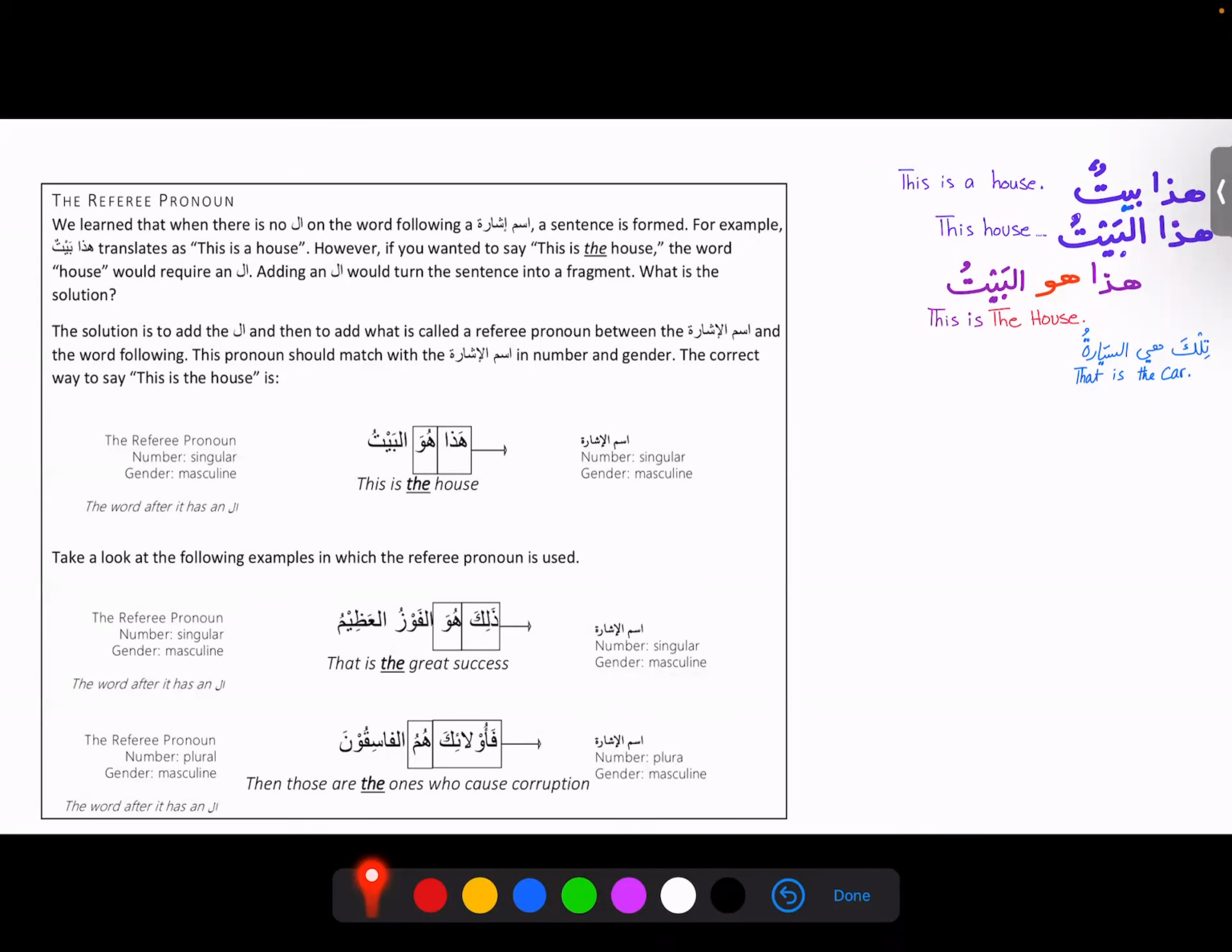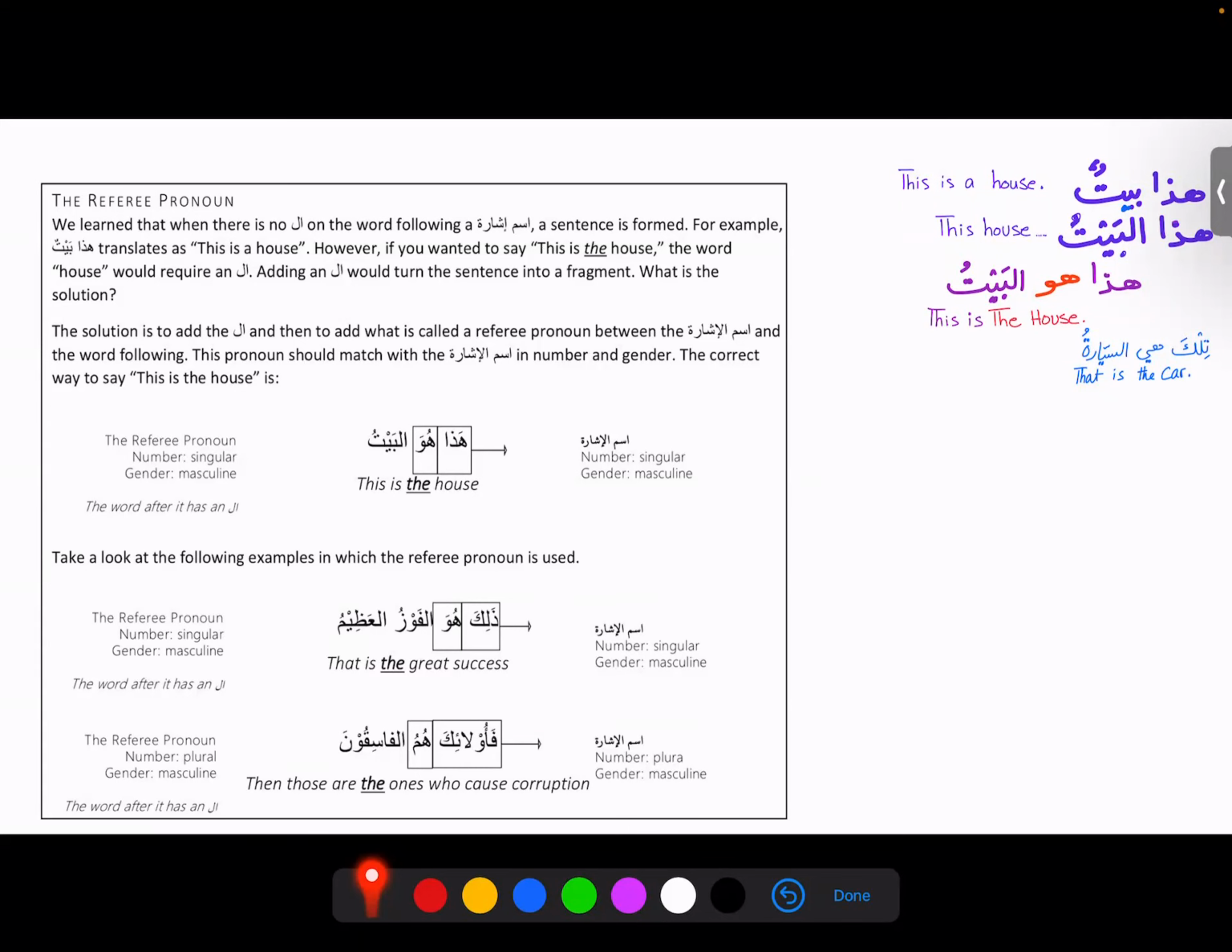Why is this a sentence? Because after haza, there is no al. But if I say hazal baytu, now, is that a sentence or a fragment? Fragment. Now this is a fragment. I'm going to say this house. I cannot say this is a house or this is the house. I cannot say that, right? Because after the pointer, whenever there is al, then this is a fragment. More is coming, this house. I'm going to say something about this house. This is not a complete sentence.